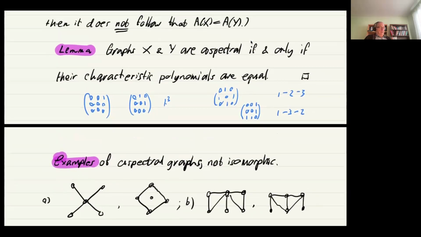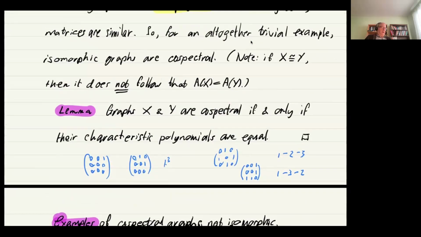Now, once you define the spectrum of a graph, you realize it's an invariant of the isomorphism class. If two graphs are isomorphic, they have the same spectrum. The spectrum is just the eigenvalues together with multiplicities. I don't like multi-sets much, but the multi-set of eigenvalues. So if two graphs have the same eigenvalues, the same multiplicities, then the characteristic polynomials are equal, and so the co-spectral matrices are similar.